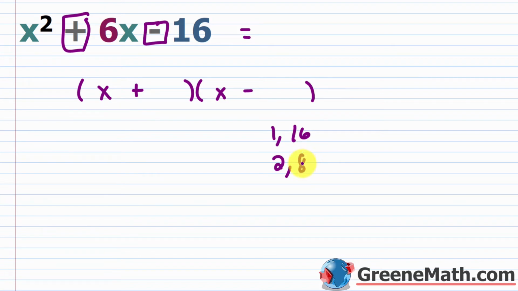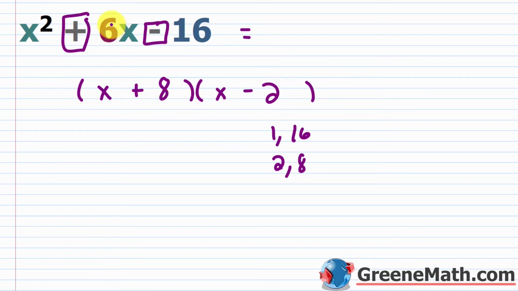Yeah. If I had positive 8 and negative 2, or in other words, 8 minus 2, that gives me 6. Or if I had 8 times negative 2, that gives me negative 16. So I want positive 8 and negative 2. Notice how the absolute value of 8 is larger than the absolute value of negative 2.